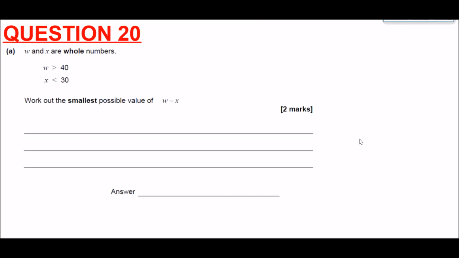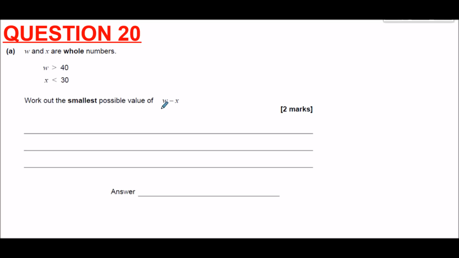Question 20. W and X are whole numbers. We're told that W has to be bigger than 40. X must be less than 30. Remember, the crocodile's open mouth faces the bigger thing. And so because the crocodile is eating W rather than 40, W is bigger than 40, X is less than 30. Work out the smallest value of W minus X.